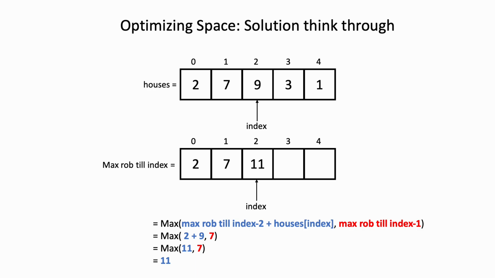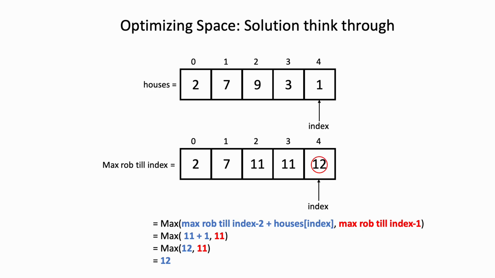We fill the index 2 of max rob till index array with 11 and move the index pointer to index plus 1. We fill index 3 of max rob till index array with the same calculation, where we take the max rob amount from either robbing the current house or skipping the current house. The max rob will be 11. We fill 11 at index 3. We move the index pointer to 4. We do the same calculation to take the current rob or skip the current rob, and we get 12. We fill index 4 with 12 and return it.